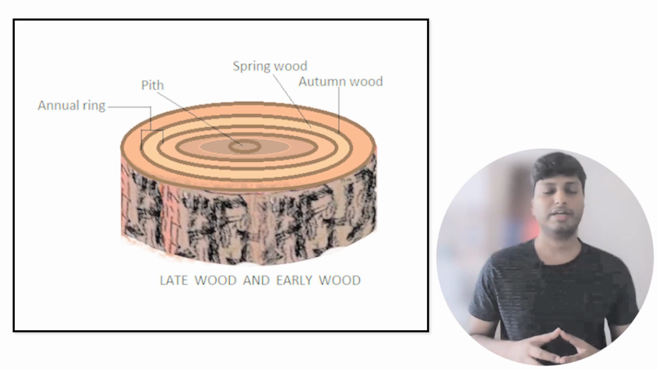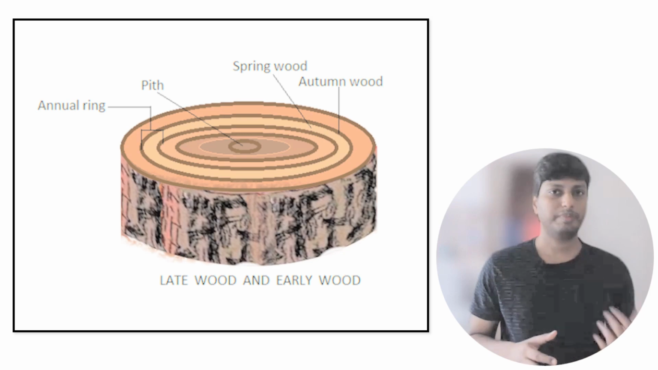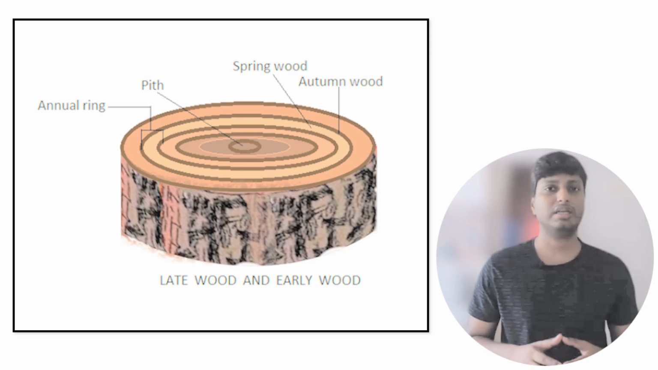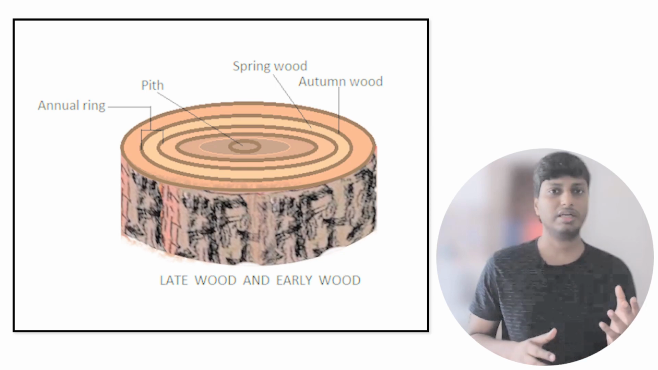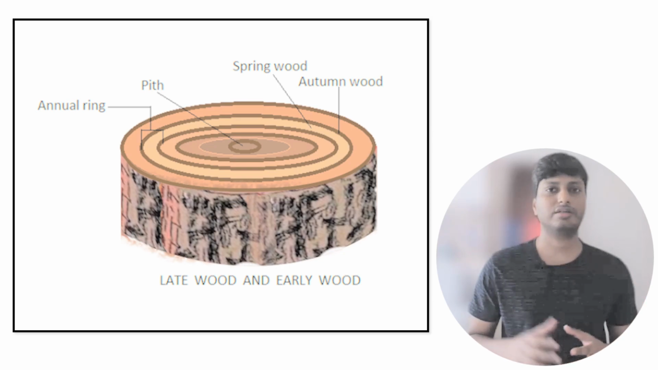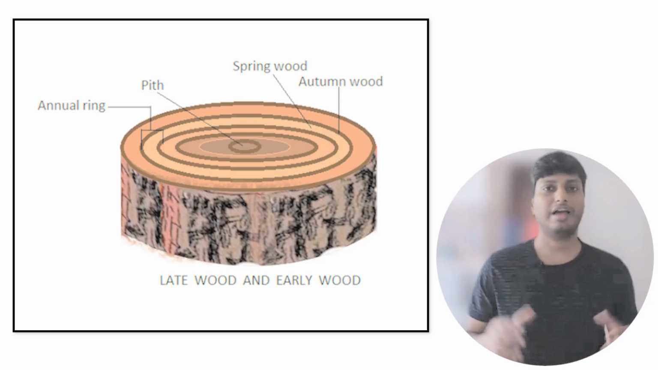So majorly in plants we can consider there are two types of wood, that is the early wood and the late wood. The early wood is known as the spring wood and the late wood is known as the autumn wood. The spring wood is lighter in color, the late wood is darker in color. So basically this early wood and late wood, that is the spring wood and the autumn wood, together form alternate rings. Spring wood represents a lighter ring-like structure, whereas the autumn wood represents a darker ring-like structure. So these alternate light and dark rings are considered as the annual rings of the plant.